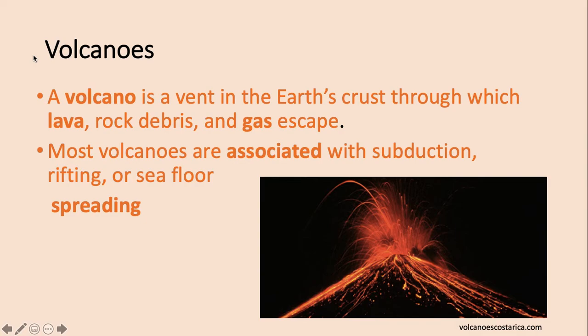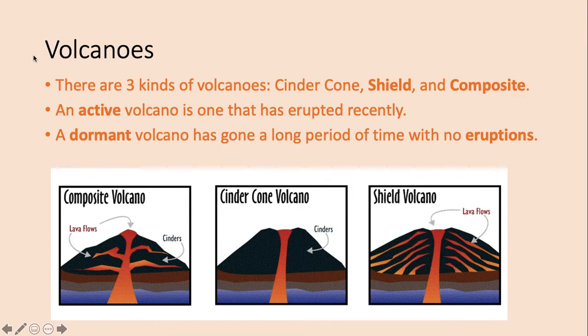A volcano is a vent in Earth's surface, Earth's crust, through which lava, rock debris, and gas escape. Most volcanoes are associated with subduction, rifting, or seafloor spreading. There are three kinds of volcanoes: cinder cone, shield, and composite. An active volcano is one that has erupted recently. A dormant volcano has gone a long period of time with no eruptions. And you can see the diagram here of the three types of volcanoes.